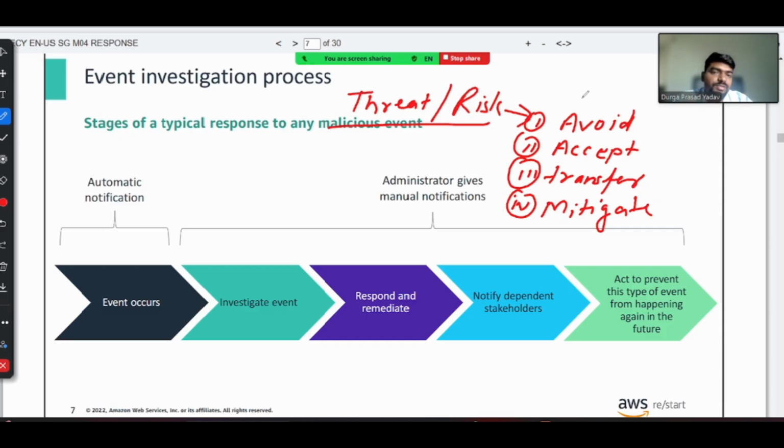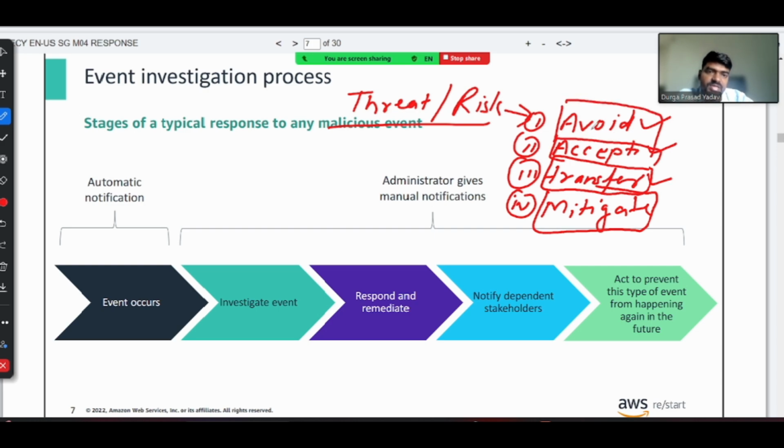So if a risk comes, either you can avoid it and keep working as you are working, or you can accept the risk. Or there are some companies working in cyber security, and you can transfer these security issues to them. They will take care of it, or you will solve the problem yourself. So these come under the response, meaning what you are going to do once the threat or risk comes. These four options you will be doing.